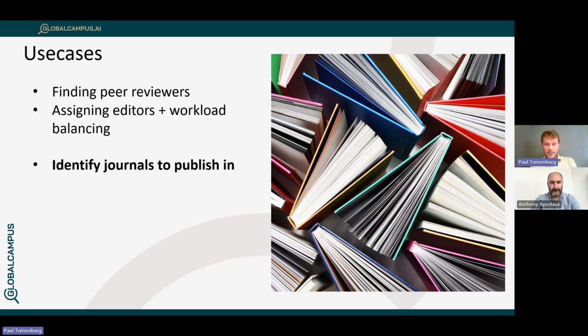All right, so that's a short introduction on how we do the matching and what data we use. There are a few use cases, which we will highlight on the journals.